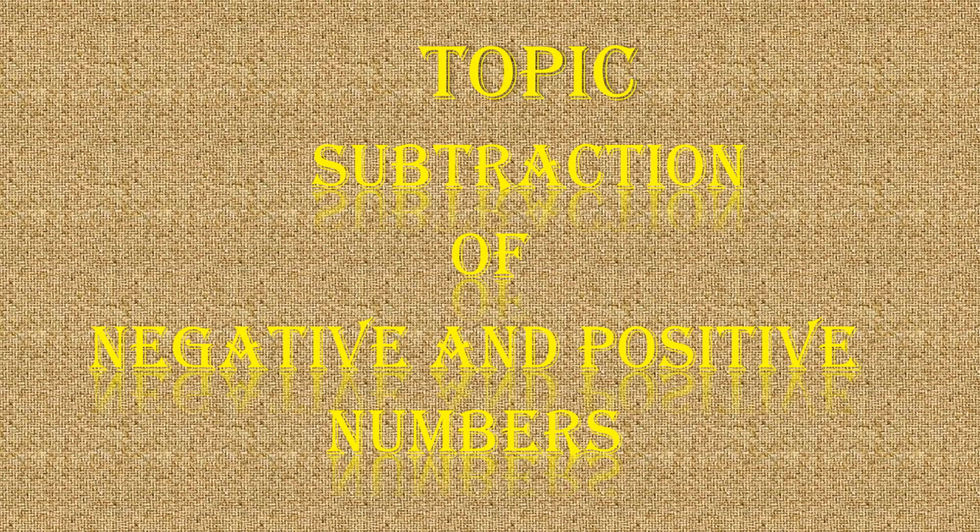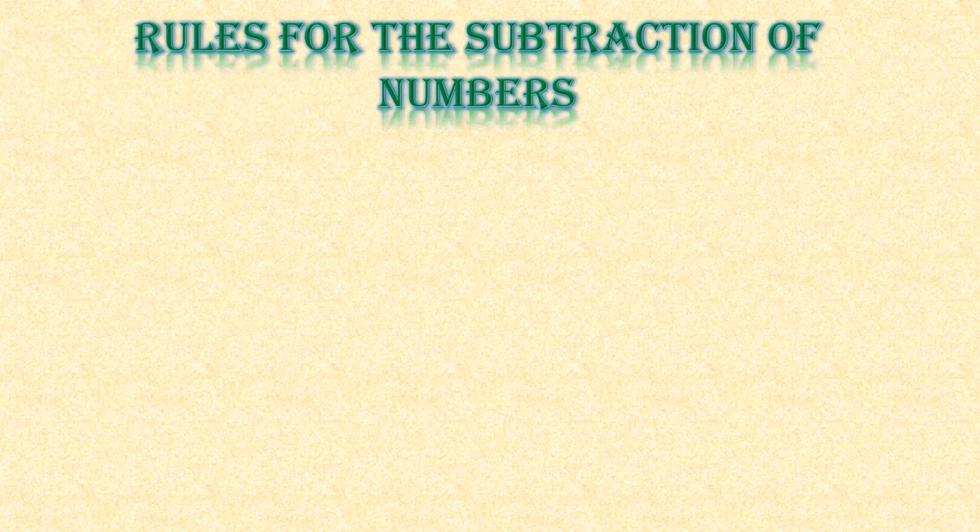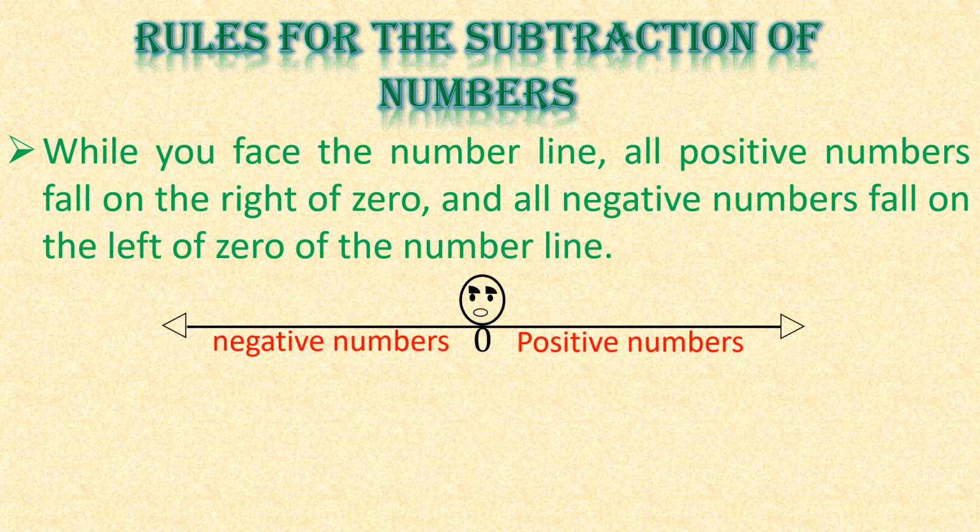In this video, we will be discussing the concept of subtracting both negative and positive numbers. Rules for the subtraction of numbers. While you face the number line, all positive numbers fall on the right of 0, and all negative numbers fall on the left of 0 of the number line.